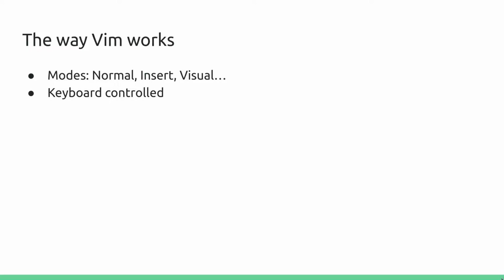Vim is entirely keyboard controlled, which means that it is designed without a mouse in mind. You can do everything in Vim from the keyboard, and it is actually designed so that your fingers don't have to leave the home row position on the keyboard, so you barely have to move your hands when you're using it.